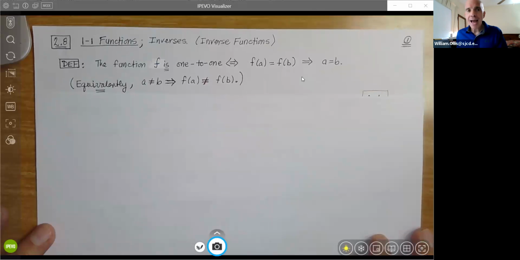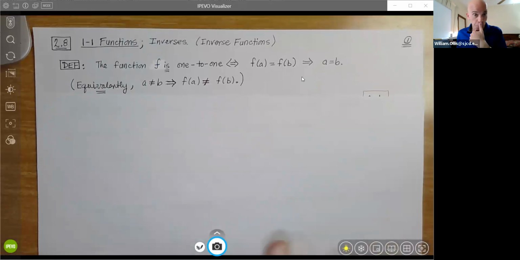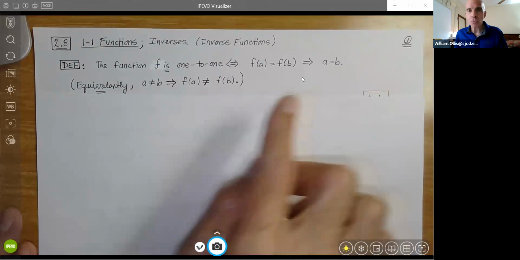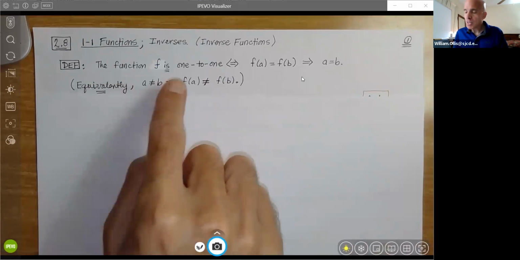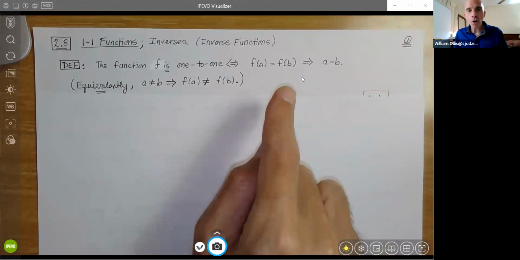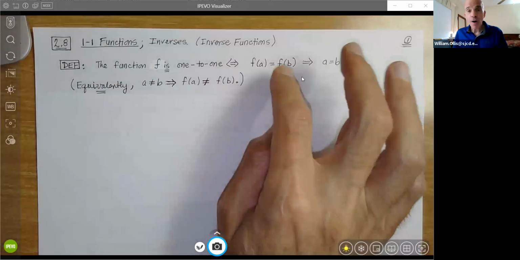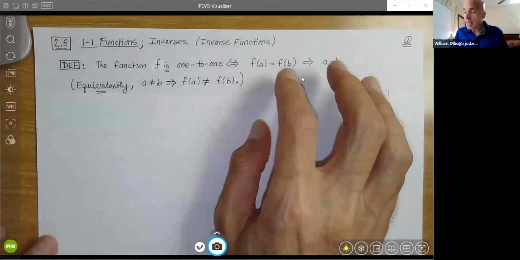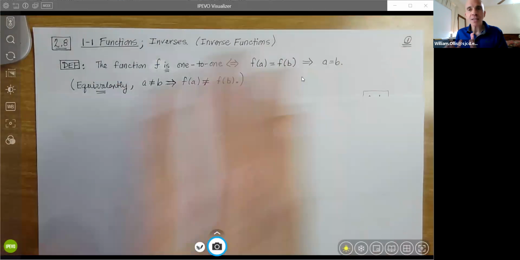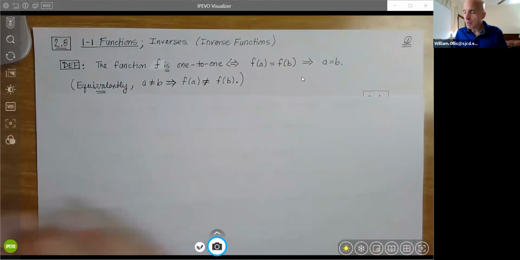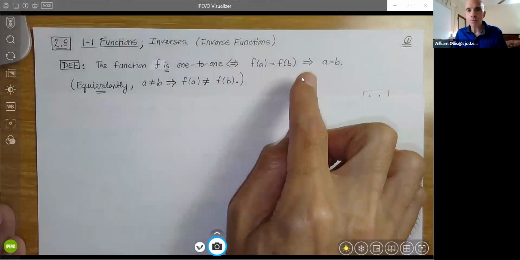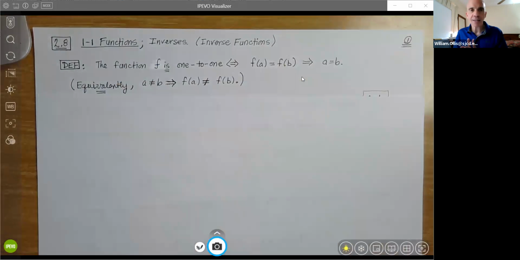Okay, so how do we know when a function's one-to-one? Well, here's a standard definition. A function f is one-to-one if and only if we have the following condition. If we have two elements in the range that are equal, that is f(a) equals f(b), and you can use any letters you like, ladies and gentlemen.